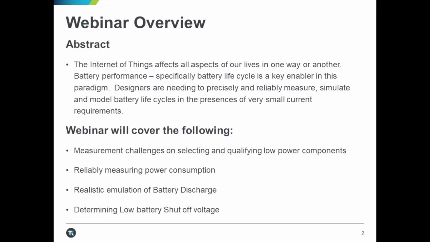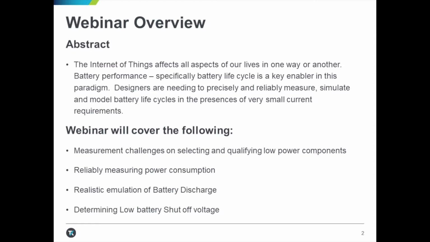The Internet of Things today affects all aspects of our lives in one way or another, from energy harvesting to healthcare, to transportation. Keithley Instruments solutions allow designers to precisely and reliably measure, simulate, and model battery life cycles in the presence of very small current requirements.